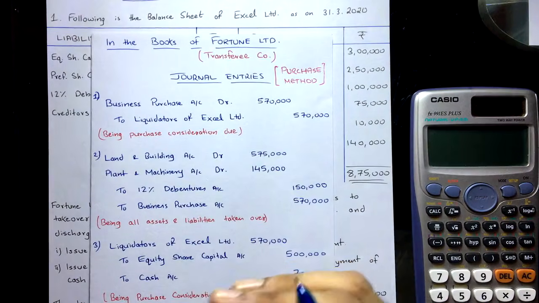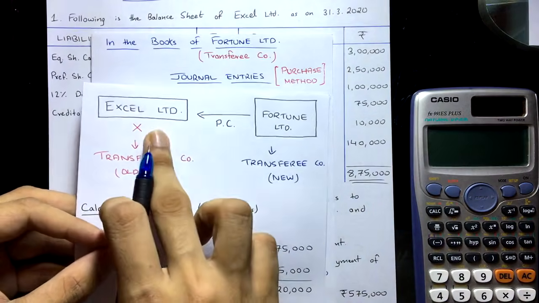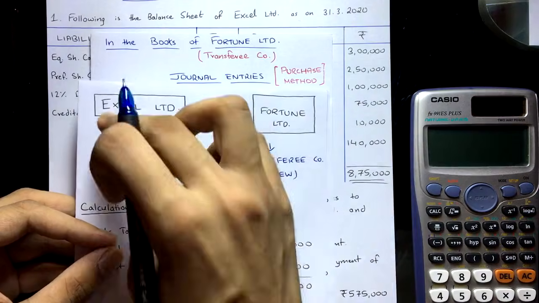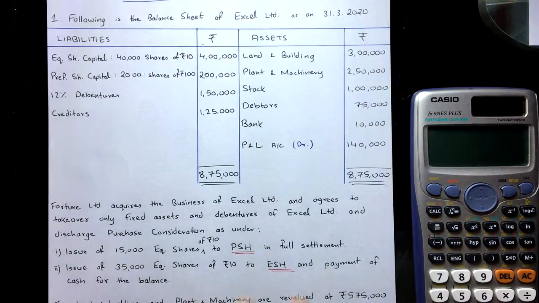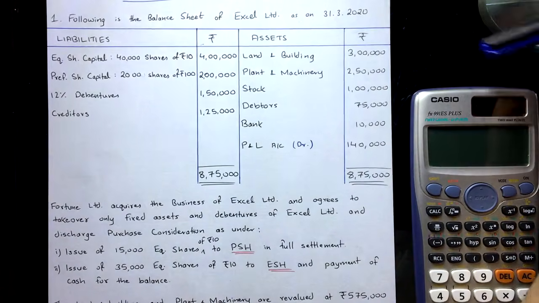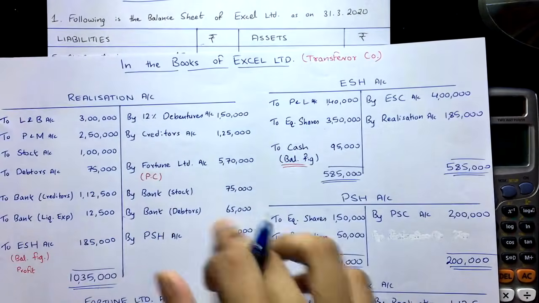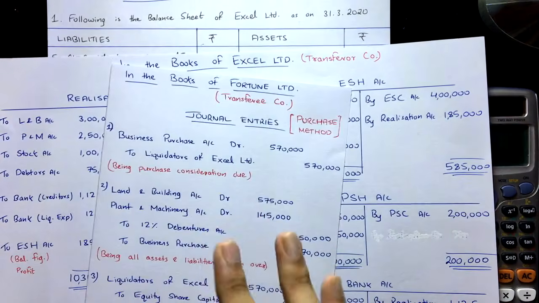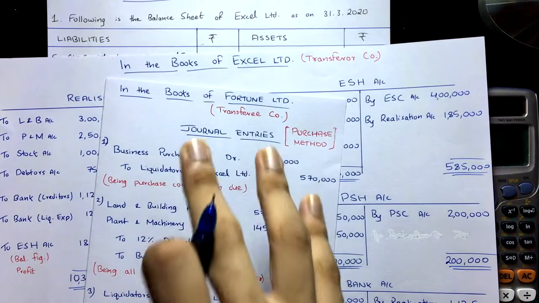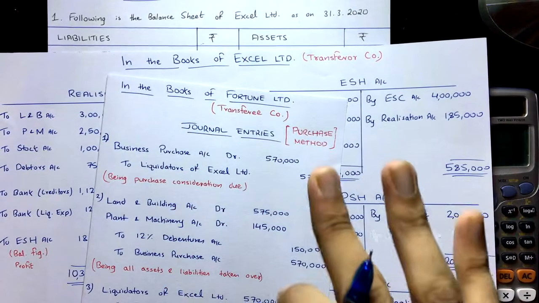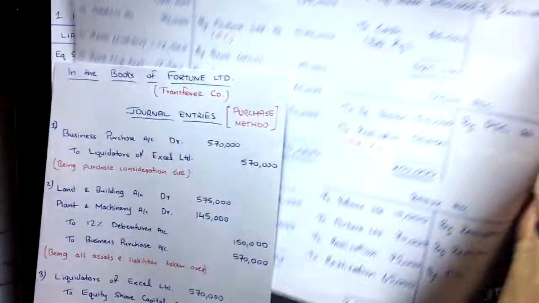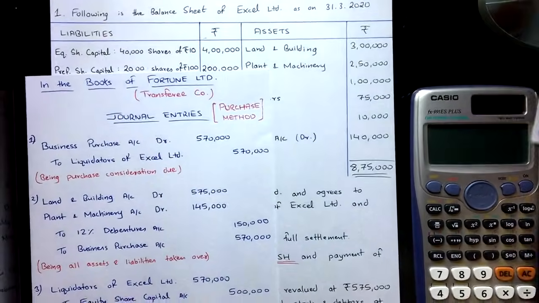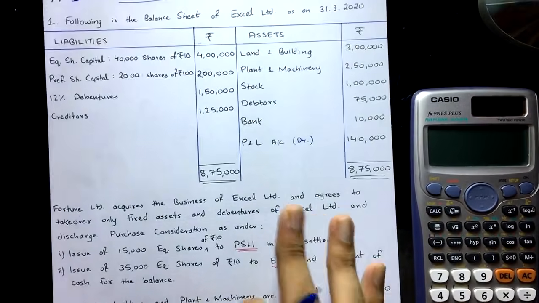What all assets and liabilities we have acquired, we have taken over from Excel Limited. In this question, what most students do is see the realization account, and on the basis of this they try to pass the journal entries. No, there is no link between the treatment here and the treatment there. You have to do that separately. Now you don't have to look at the Excel Limited books. Throw that out. See here, you have to look at the question now.